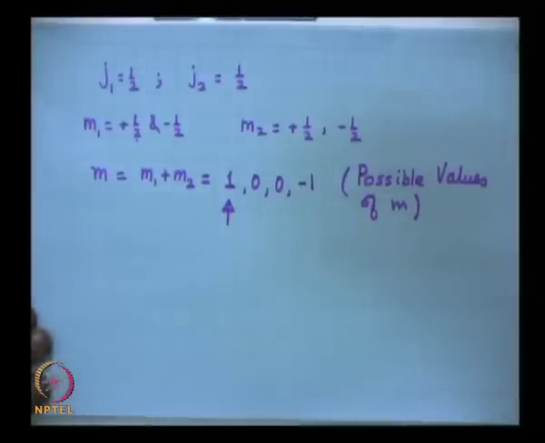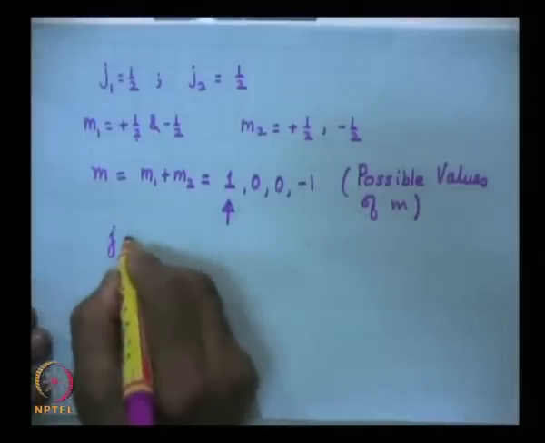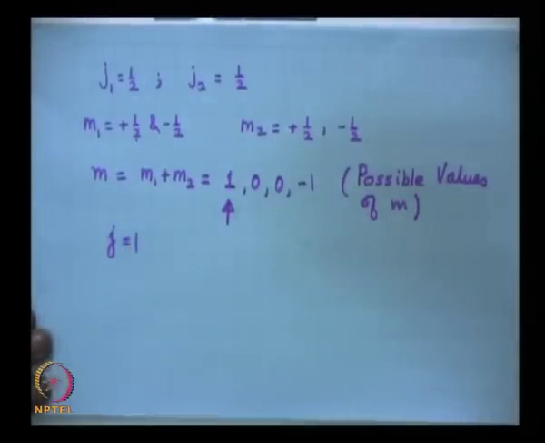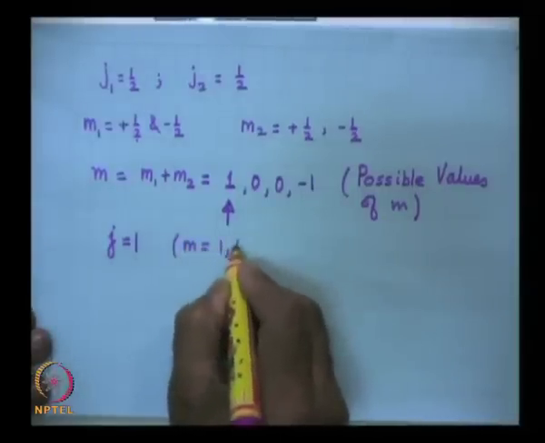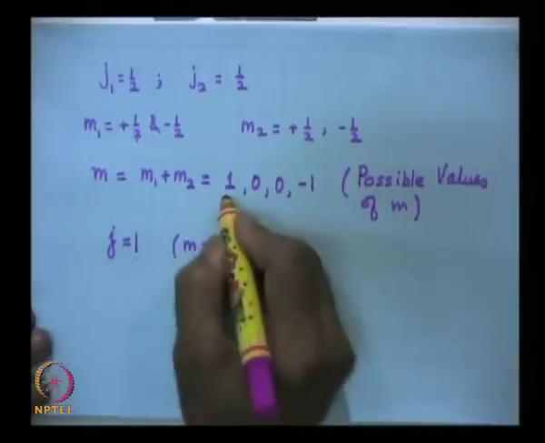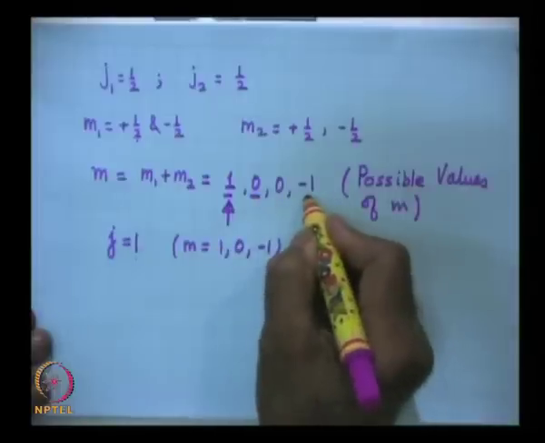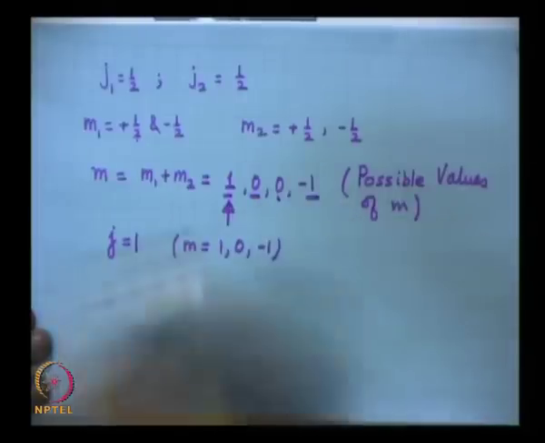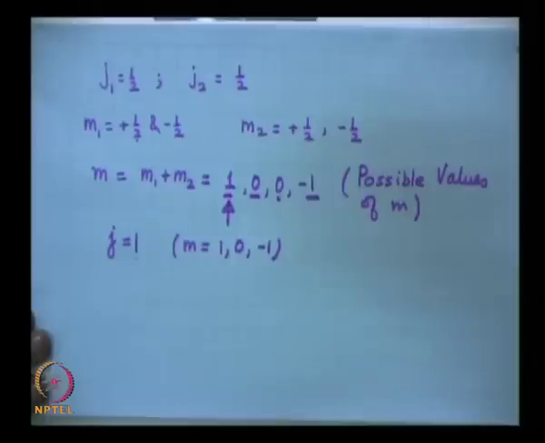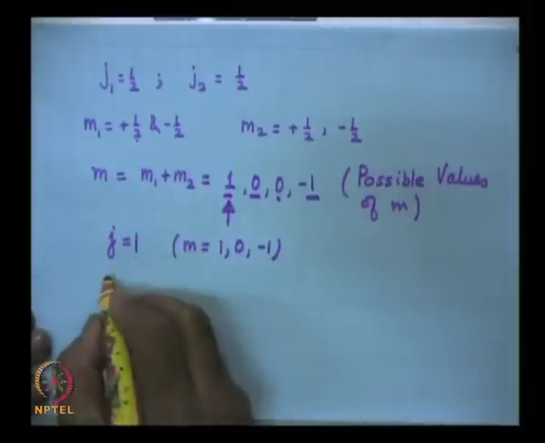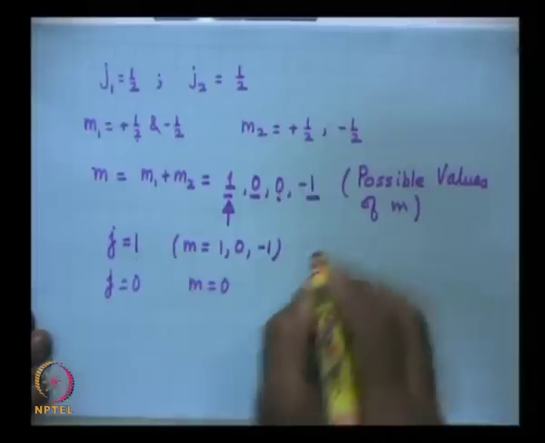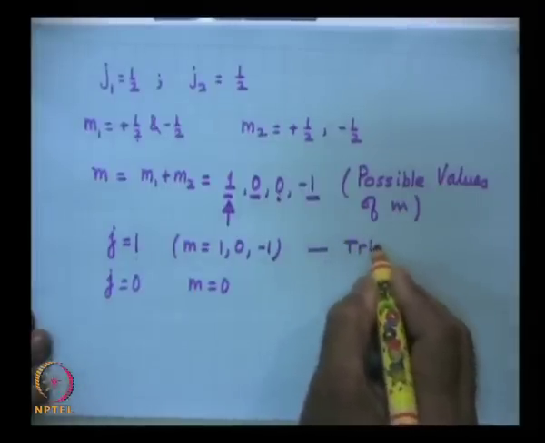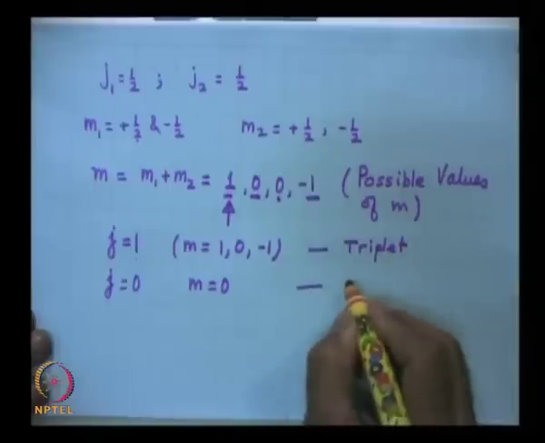So, the maximum value is 1. So, we must have J is equal to 1, but when J is equal to 1, m can take values 1, 0, minus 1. So, one of these values is taken. Now, there is one 0 which is left. So, you will have J equal to 0 and m equal to 0. This is known as the triplet state, and this is known as the singlet state.